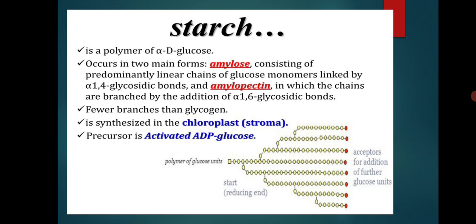Where is this starch synthesized? Starch is synthesized in the chloroplast, in the stroma. And the precursor is activated by ADP glucose.